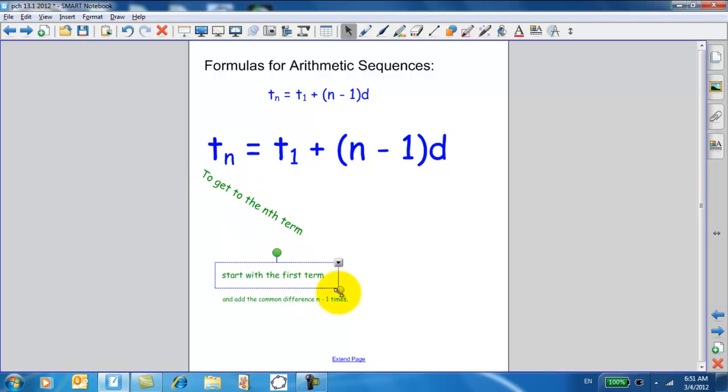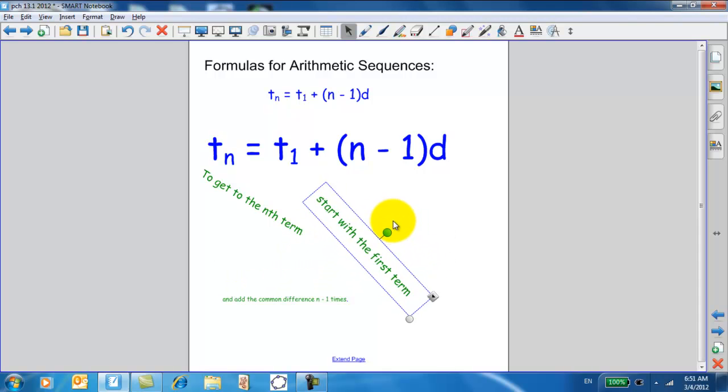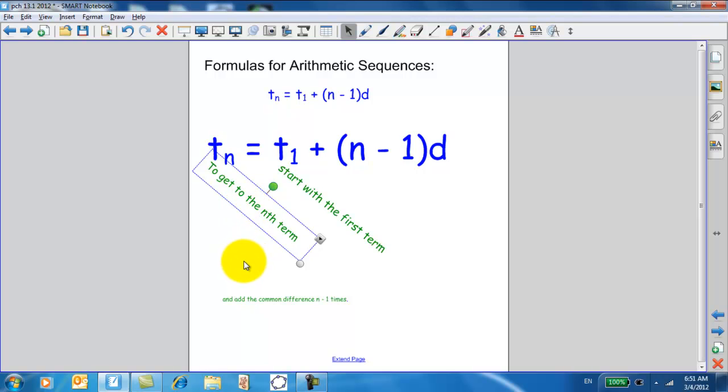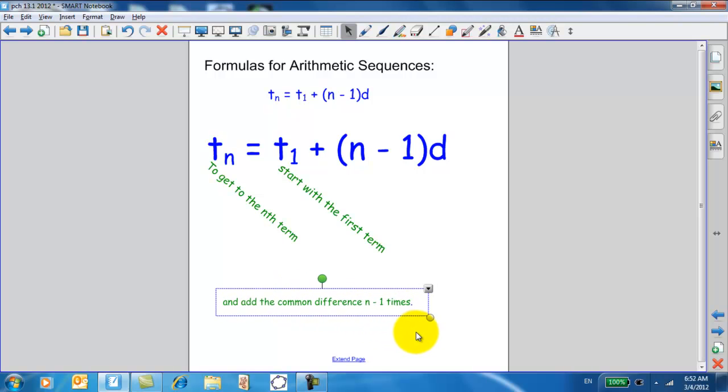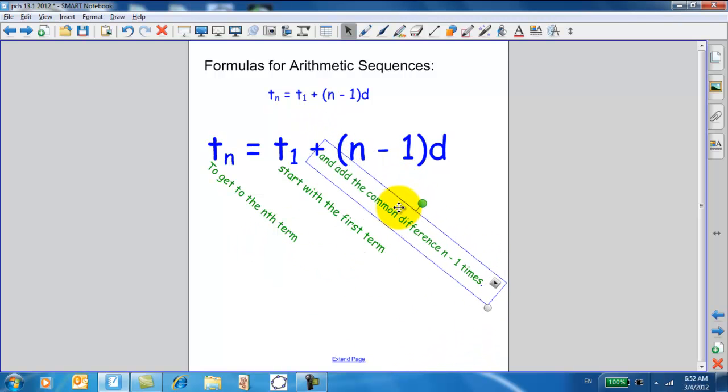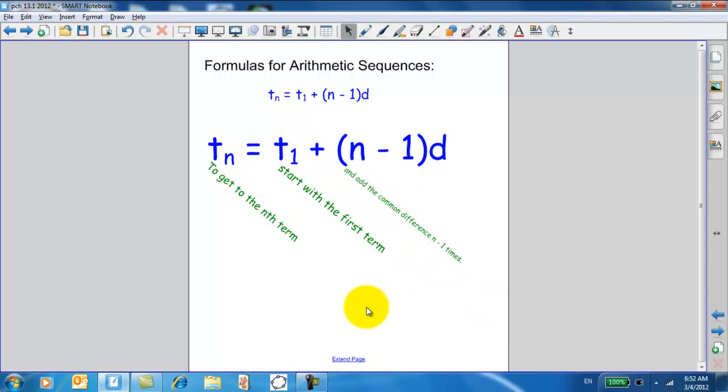Start with the first term. We call that t sub 1. Let's get these parallel. And then keep on adding on n minus 1 common differences. So you add on the common difference n minus 1 times. That's the idea behind the formula. t sub n is the first term plus the common difference added on n minus 1 times. So you multiply n minus 1 times d. Hopefully this explains to you why this is n minus 1 and not n.